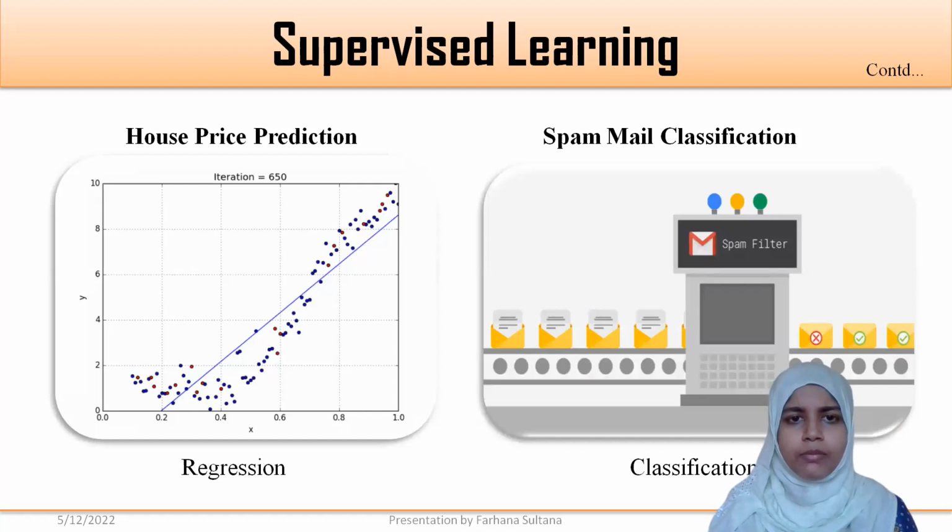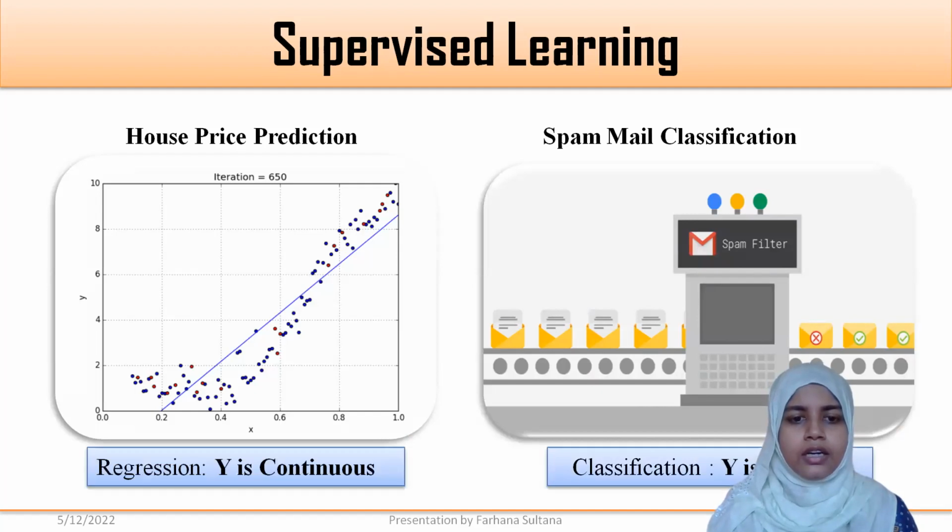These are the popular examples of supervised learning. One is house price prediction and another is spam mail classification. In house price prediction, the Y is continuous. If I give the area of the house, the machine learning algorithm must predict the price of the house, and in this case Y is continuous. If I just give an email, it must tell me whether it is spam or non-spam. This problem is called regression and this problem is called classification.